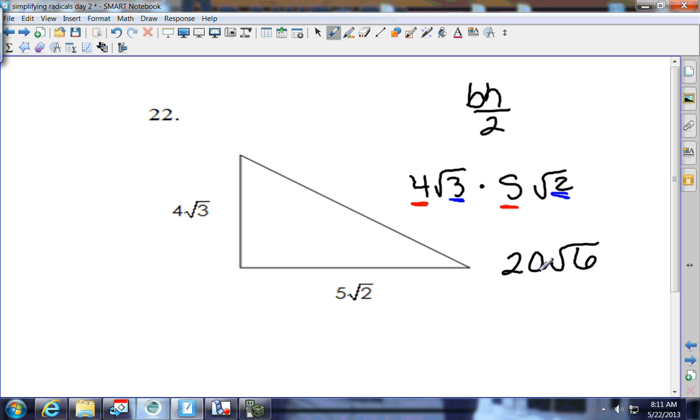Okay? Now, you multiplied it now. Yes, we divide by 2 because it's a triangle. 20 divided by 2, 10. Square root of 6. You do not divide that 6 by it. That's underneath the square root sign. This is your area.